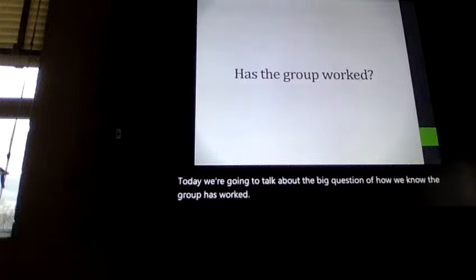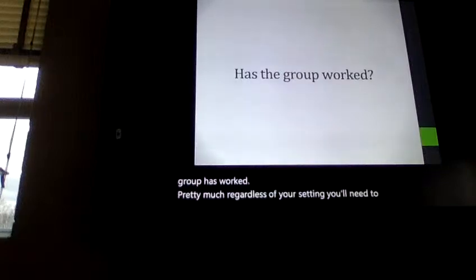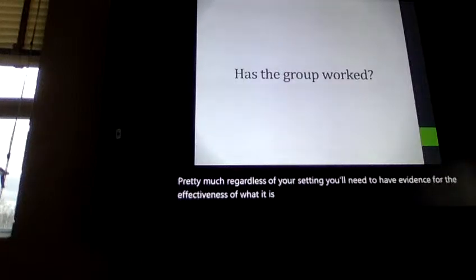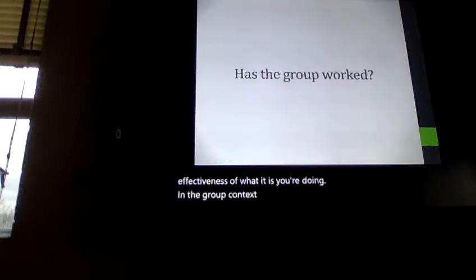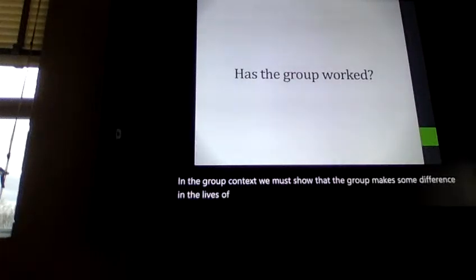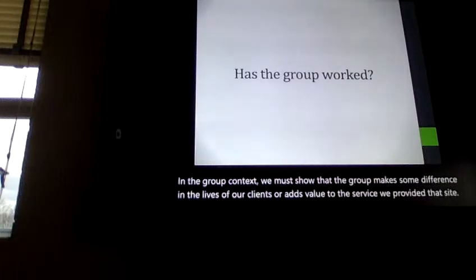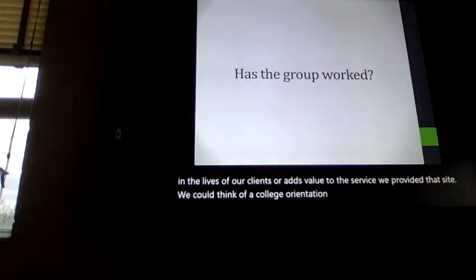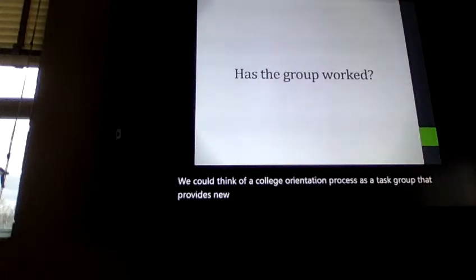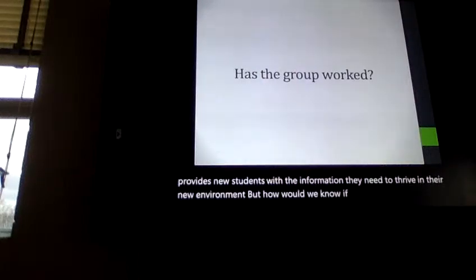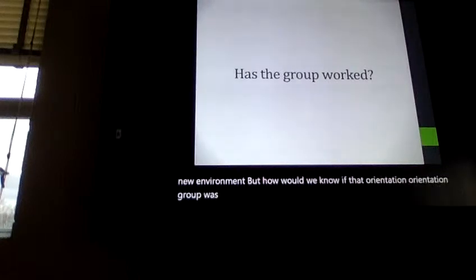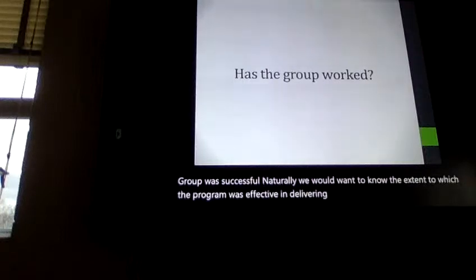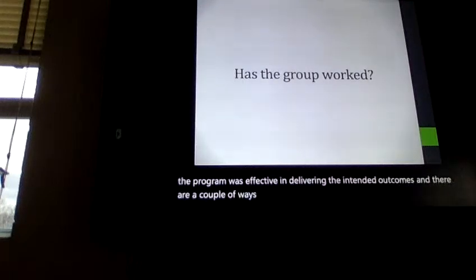Pretty much regardless of your setting, you'll need to have evidence for the effectiveness of what it is you're doing. In the group context, we must show that the group makes some difference in the lives of our clients or adds value to the service we provide at that site. We could think of a college orientation process as a task group that provides new students with the information they need to thrive in their new environment. But how would we know if that orientation group was successful? Naturally, we would want to know the extent to which the program was effective in delivering the intended outcomes, and there are a couple of ways that we can go about evaluating those efforts.